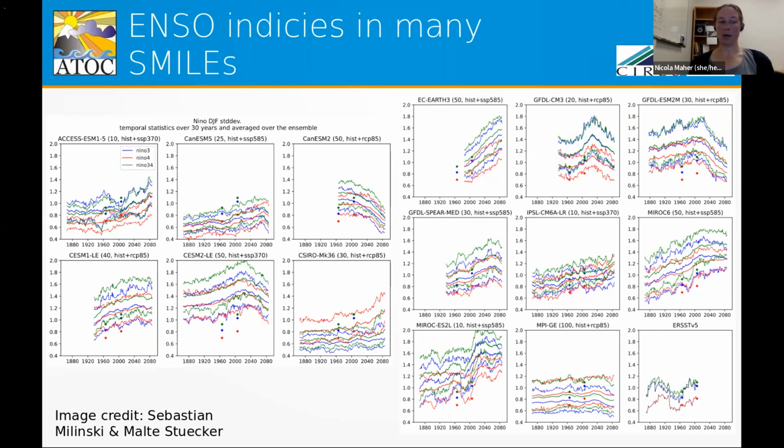Okay, and so there's a lot going on here, but there's some really interesting behavior. First, you can see that the models over time are not doing the same thing with the Nino indices. But you can also see that for a lot of models, there is a time dependence that we really miss by using 50 or 100-year periods to look at ENSO variance. So I'll point out a few.